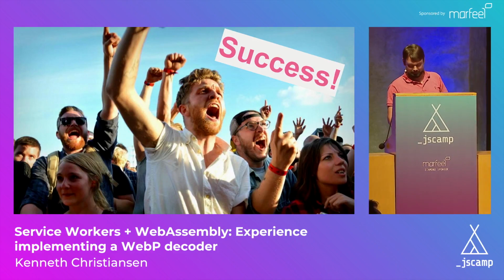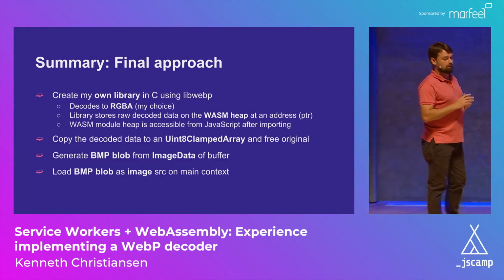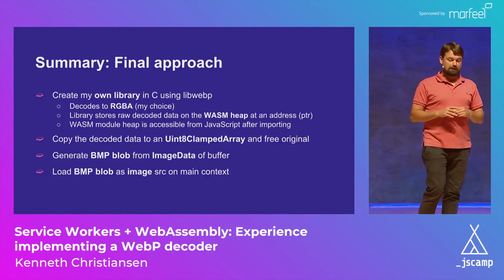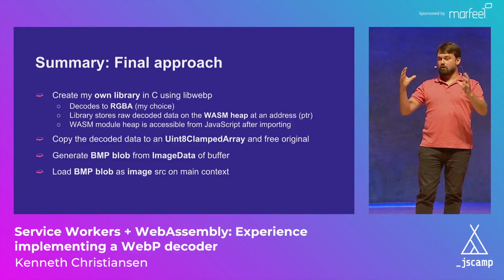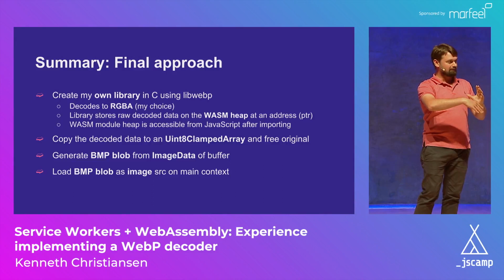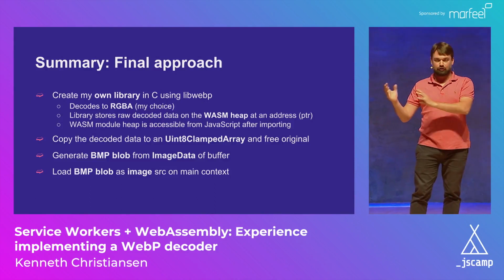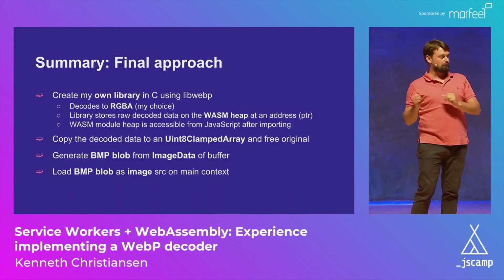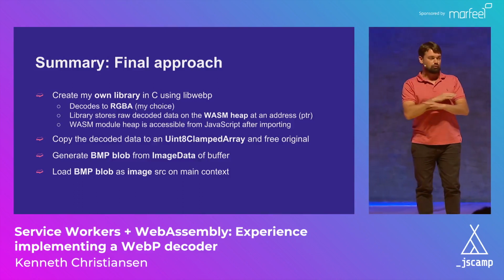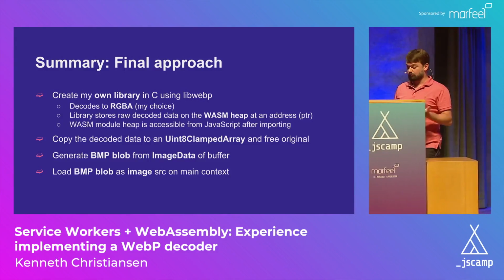So, success. My final approach was to generate a library in C using libwebp. I decoded to RGBA, made sure that I copied all that data from the WebAssembly world to the JavaScript world, and cleaned up memory. Then I turned that into a BMP blob and returned that to the main thread from the service worker. From an end user's perspective, you just install this service worker. You don't need to use any JavaScript. Suddenly, you can use WebP images in browsers that don't support it natively.